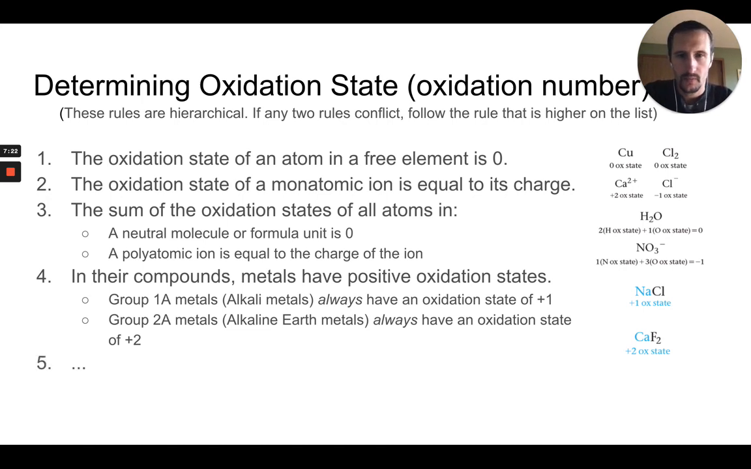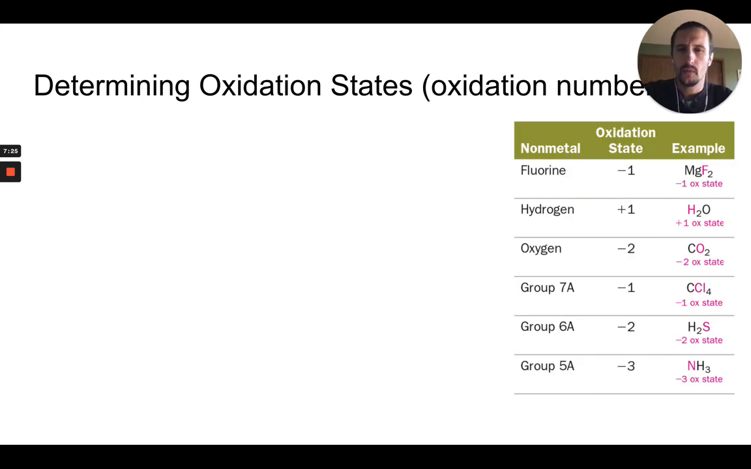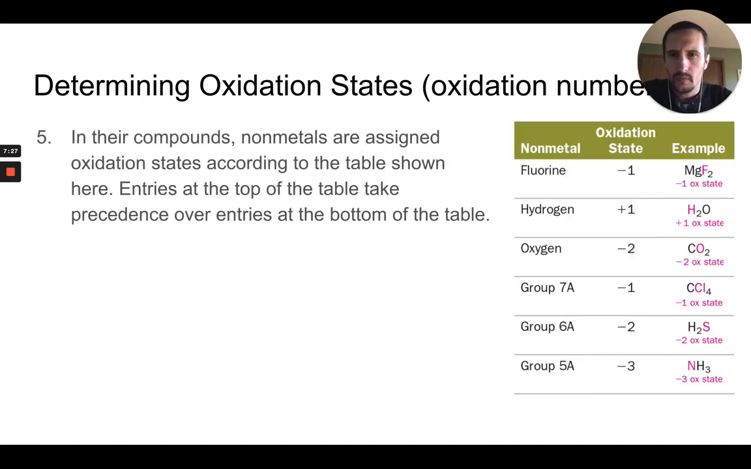Rule 5, put that on the next slide here. So in their compounds, nonmetals have assigned oxidation states according to the table shown here. Not every single nonmetal is listed, but for example, if you have the nonmetal fluorine, its oxidation state is -1. The nonmetal hydrogen, its oxidation state is +1. The nonmetal oxygen, its oxidation state is -2. And so on down that list.